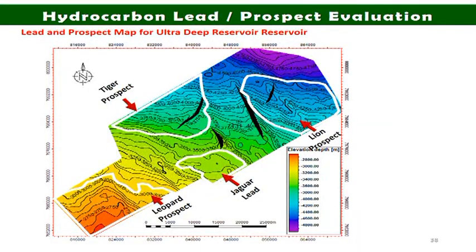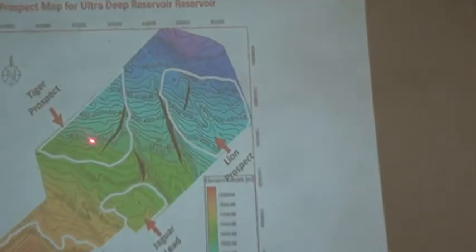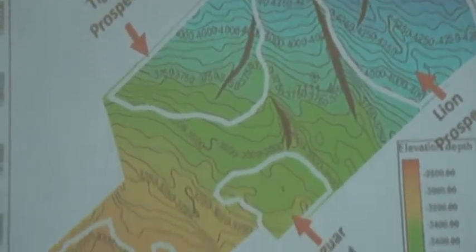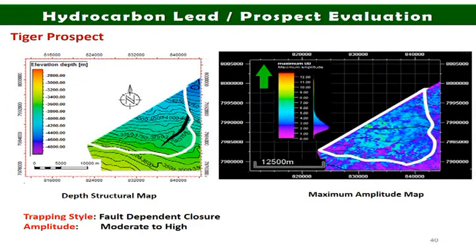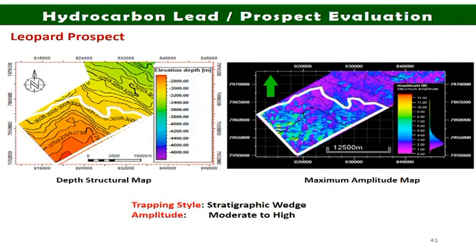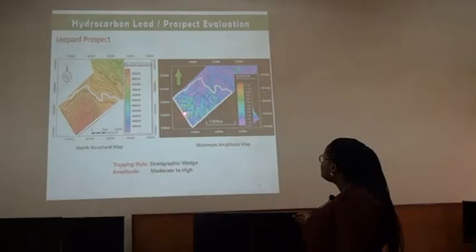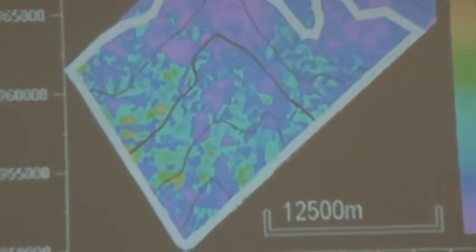Now, moving to the depth map for this reservoir, we could see the lion prospect, the tiger prospect, the leopard prospect, and the Java lead. Looking closely at these prospects, the lion prospect shows a trapping style of a fault-dependent closure and also a moderate to high amplitude. The tiger prospect also shows a trapping style which is a fault-dependent closure and moderate to high amplitude. Now for the leopard prospect, our trapping style is a stratigraphic wedge and the amplitude is moderate to high.